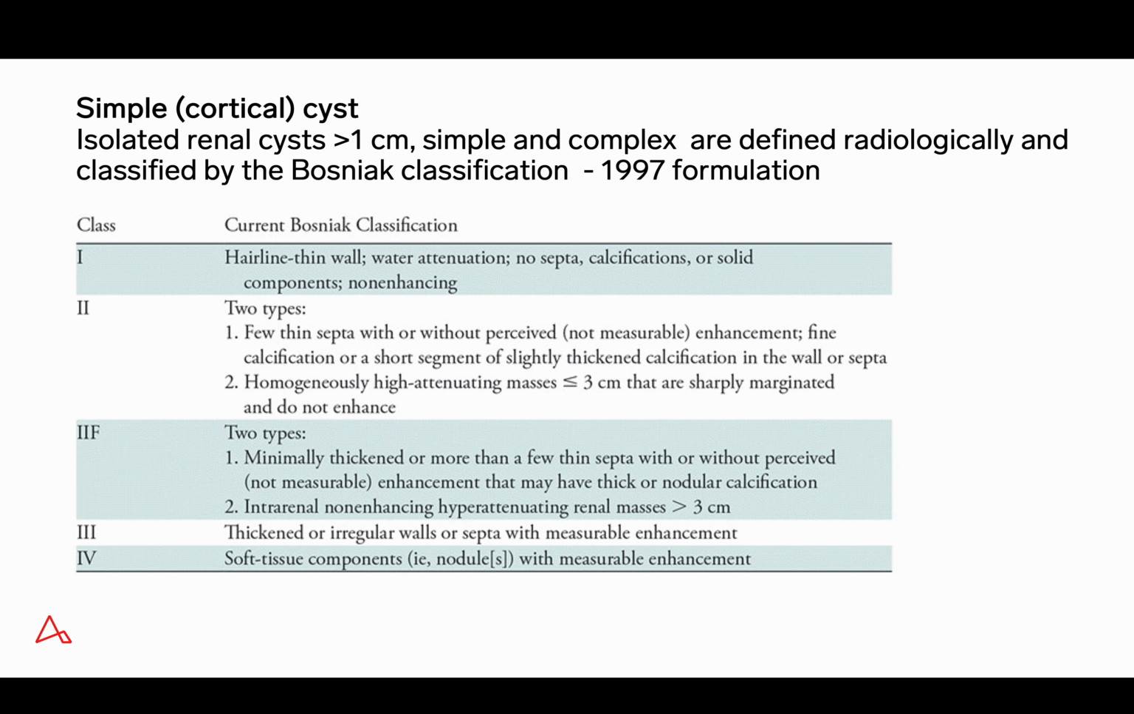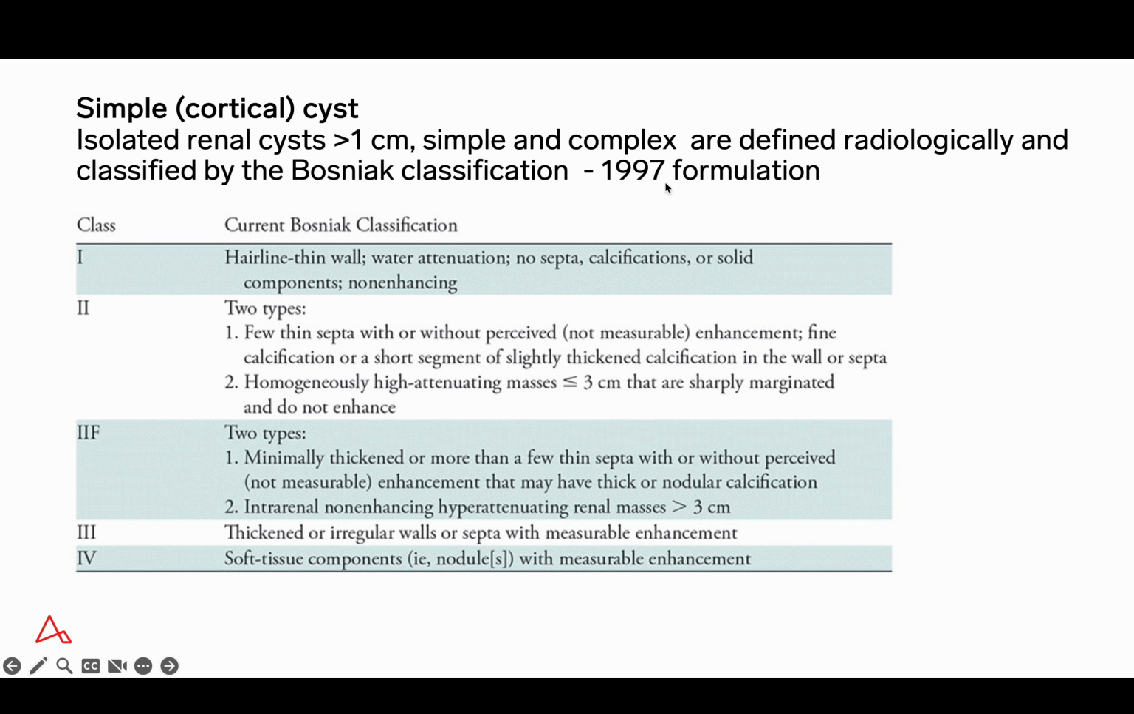Next, I'd like to move on to the most common renal cyst present in kidneys, the simple cortical cyst. In patients with isolated renal cysts greater than 1 centimeter, whether they're simple cysts or having more complex appearance, are usually defined radiologically and classified according to the Bosniak classification of simple and complex renal cysts. And I have listed here the 1997 formulation, which was formulated based on CT examination of the kidney.